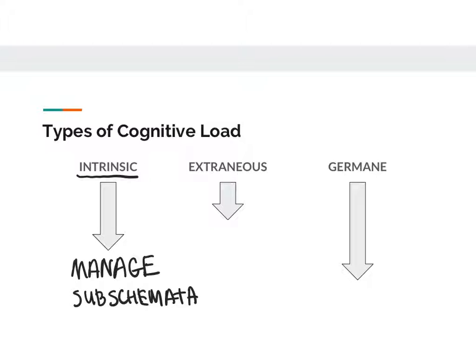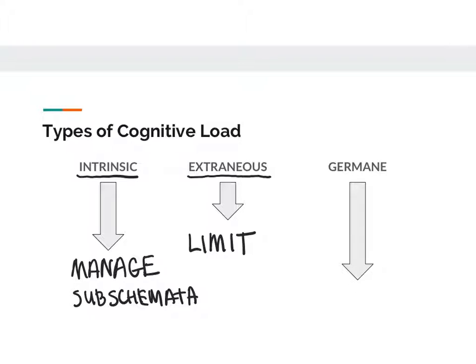The next kind of load is the extraneous load. The extraneous load is any extra details that the learner is devoting mental processing to that are not necessarily helping them to learn or retain the information that we want them to. So what we want to do with the extraneous load is limit it as much as possible and even eliminate it if possible.